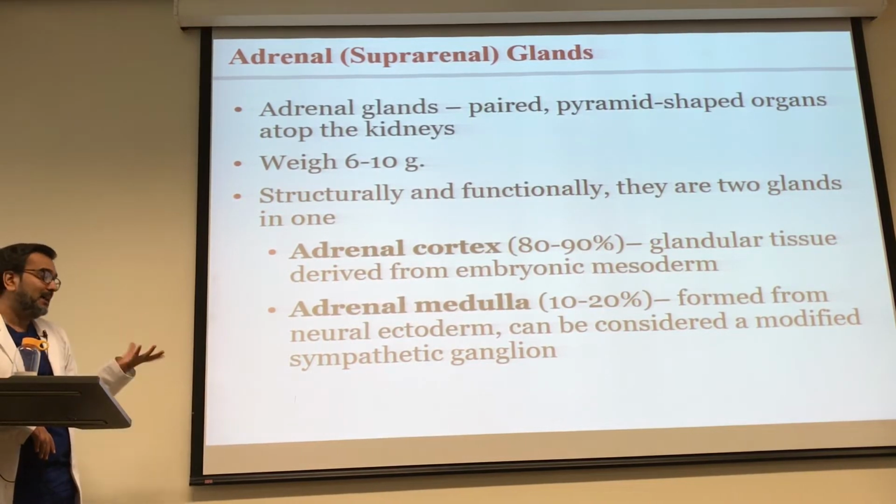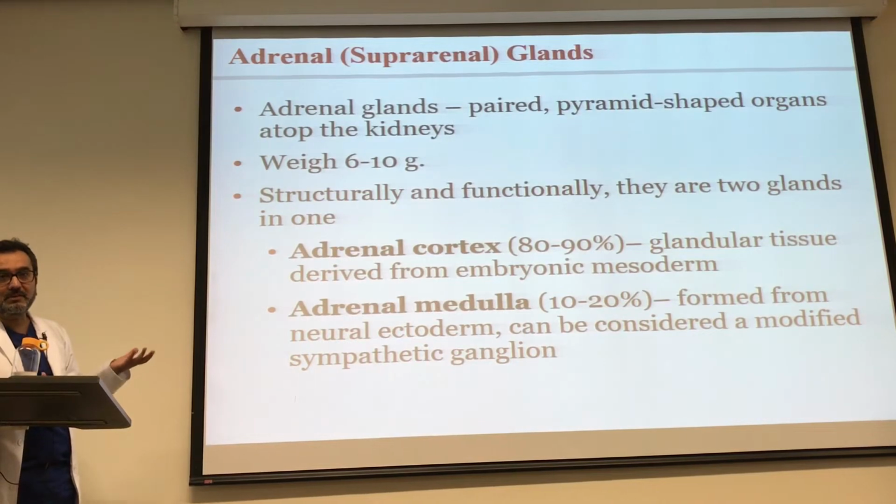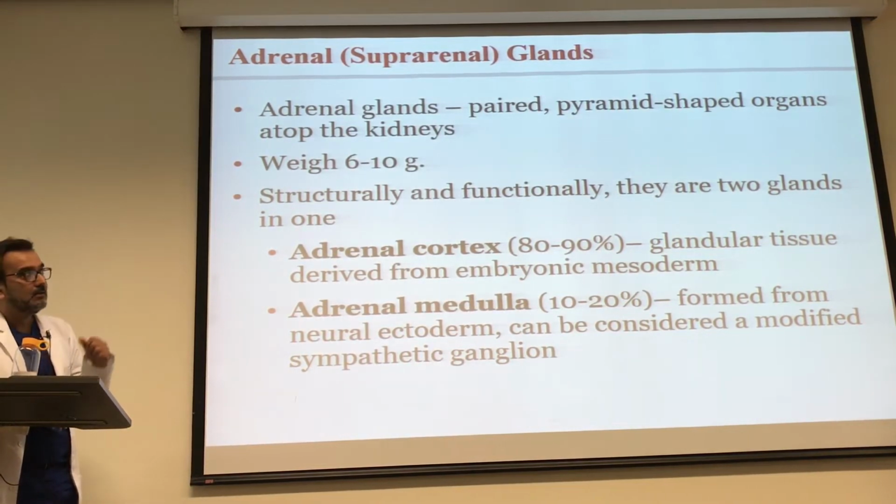If you, by weight, look at the adrenal gland, it is probably the richest organ which is supplied by blood. So in terms of weight of the organ, it is the highest volume of blood being supplied in terms of weight of the gland. Okay?